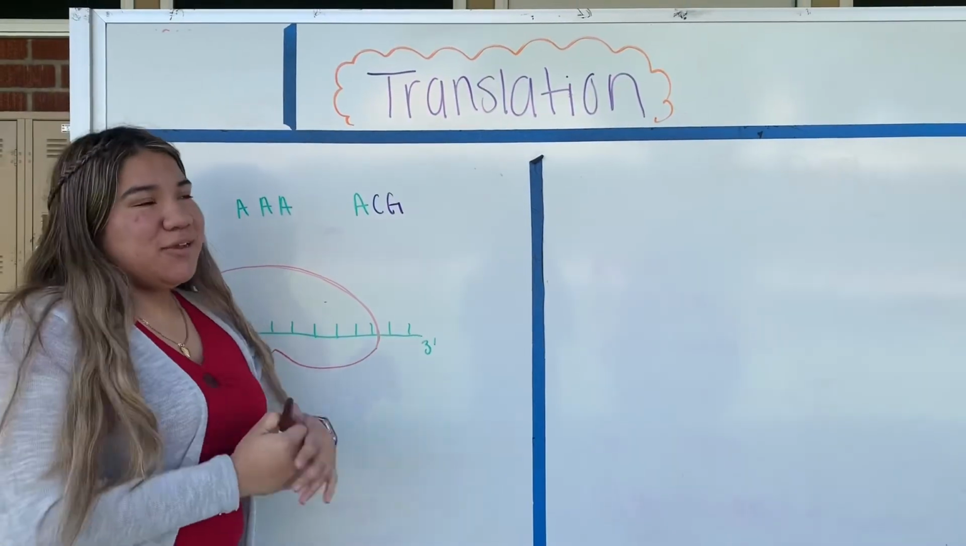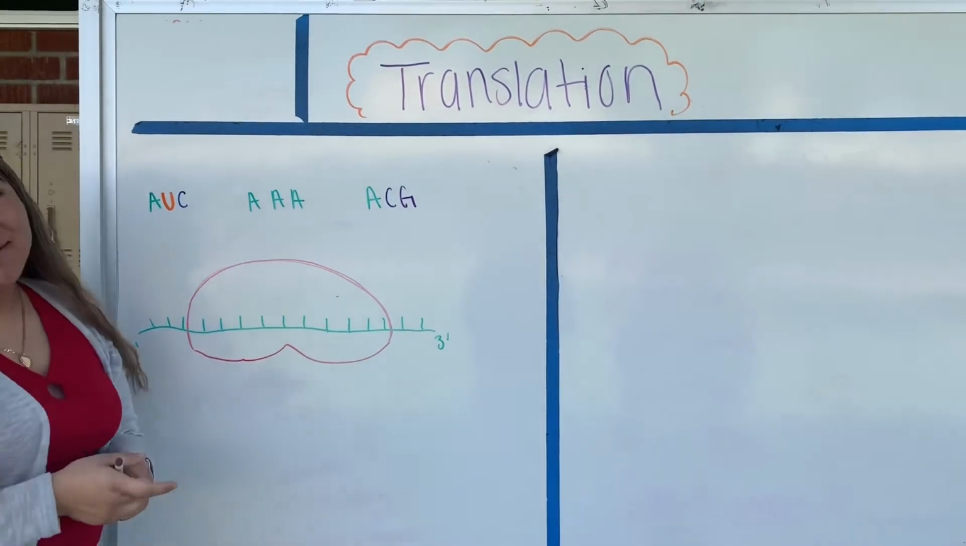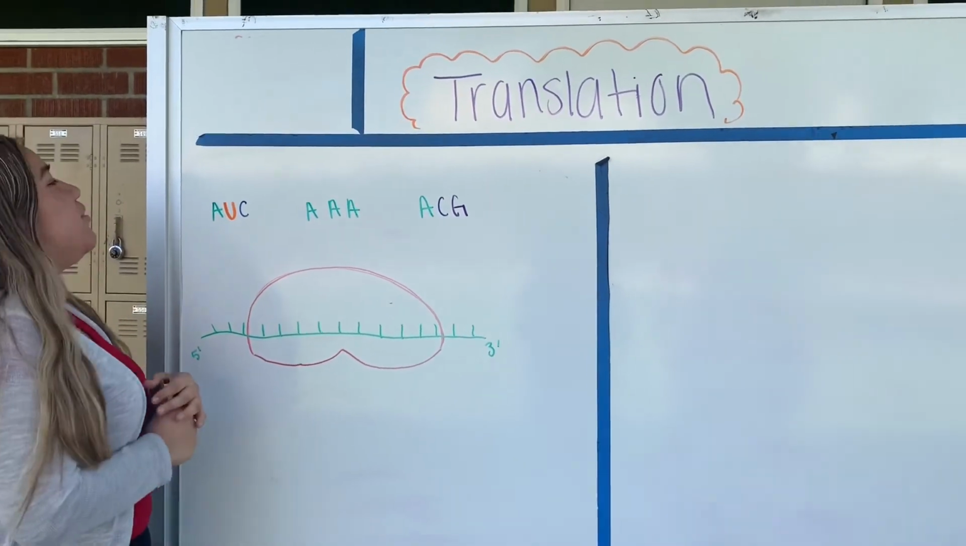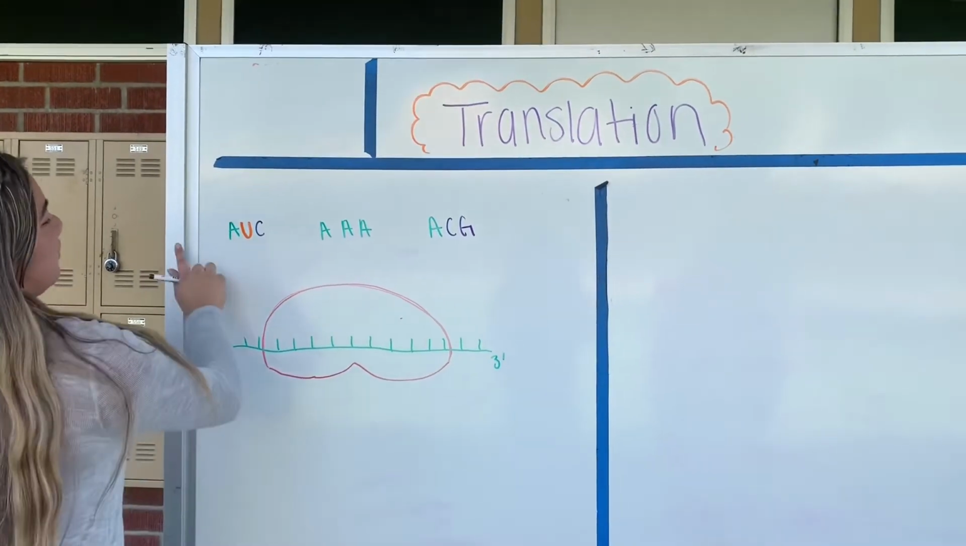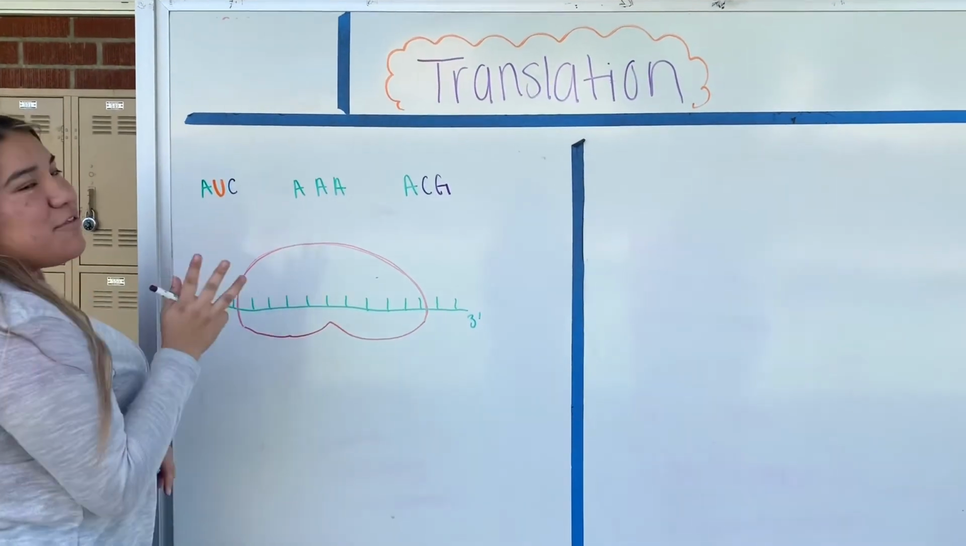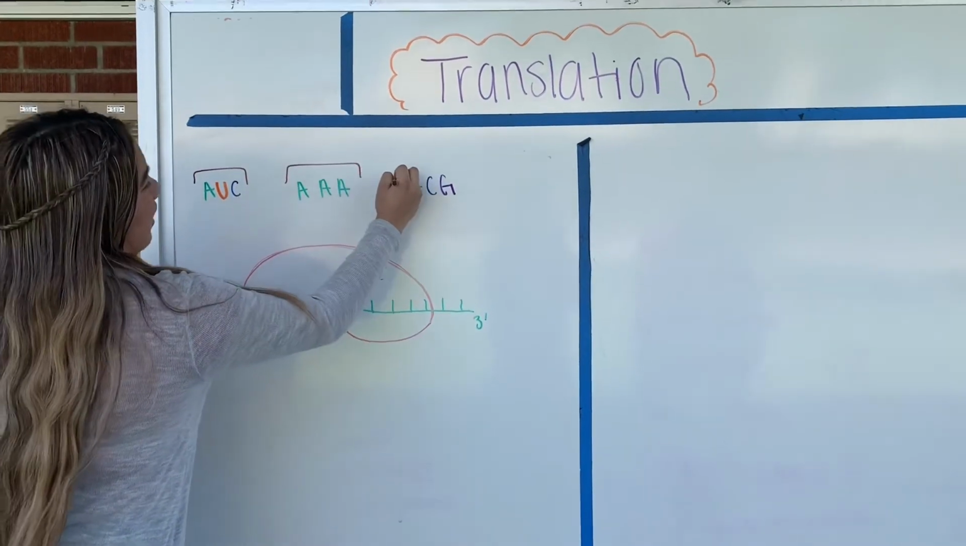Okay, so now we're going to go over translation. Translation is basically the process that uses an mRNA copy to build proteins out of amino acids. How exactly does this begin? We start with codons. They have to be in groups of 3. So this is a group, this is a group, and this is a group.